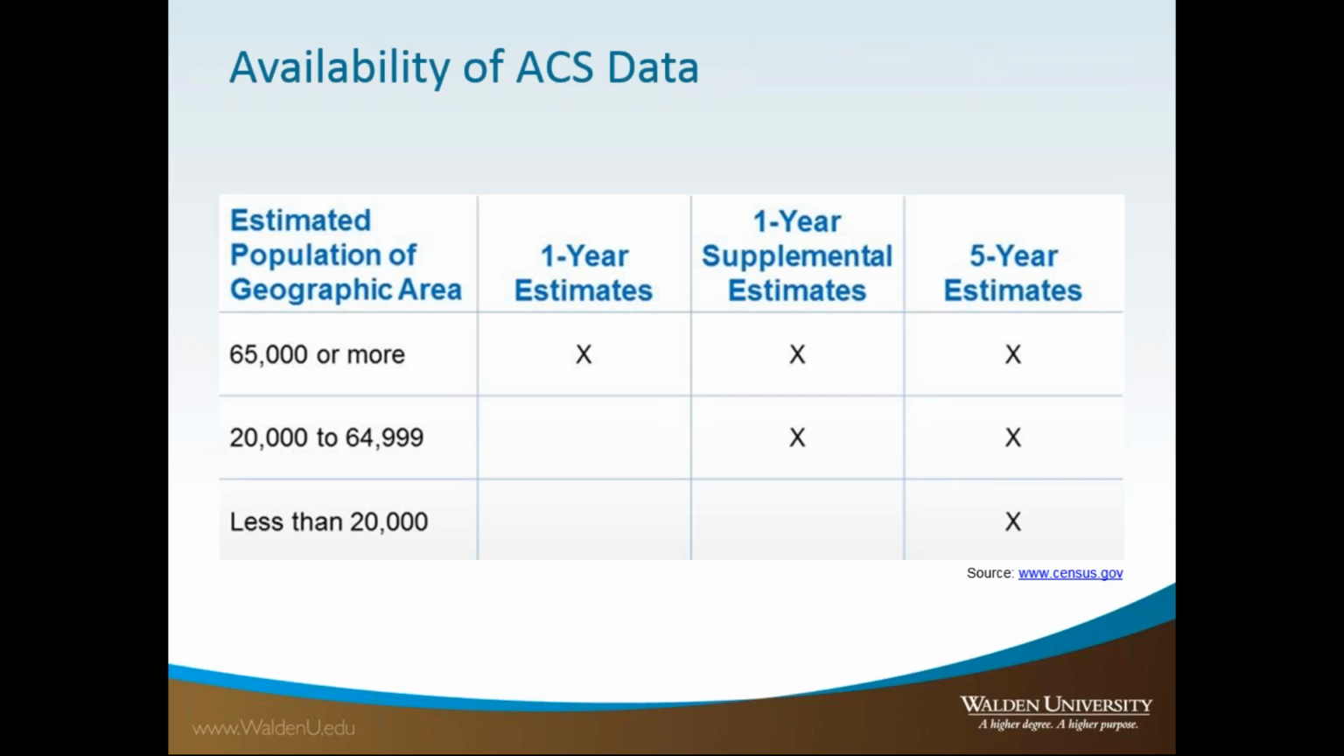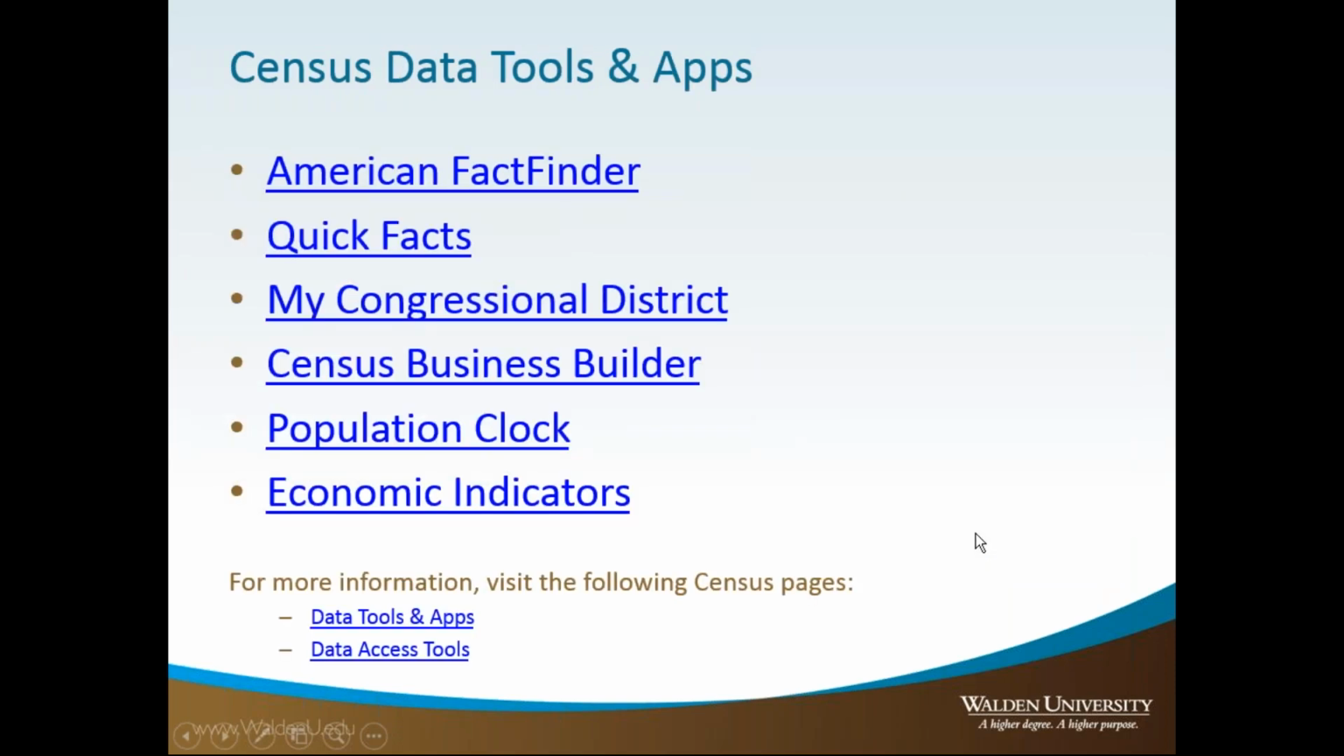This table here shows the kinds of information you can get through the ACS. Again, if you want all of the various estimates that it can provide, you'll need to be looking at a geographic area of 65,000 people or more. Once you get below that, you're a bit more limited. When you get below 20,000, you can only get those 5-year estimates.